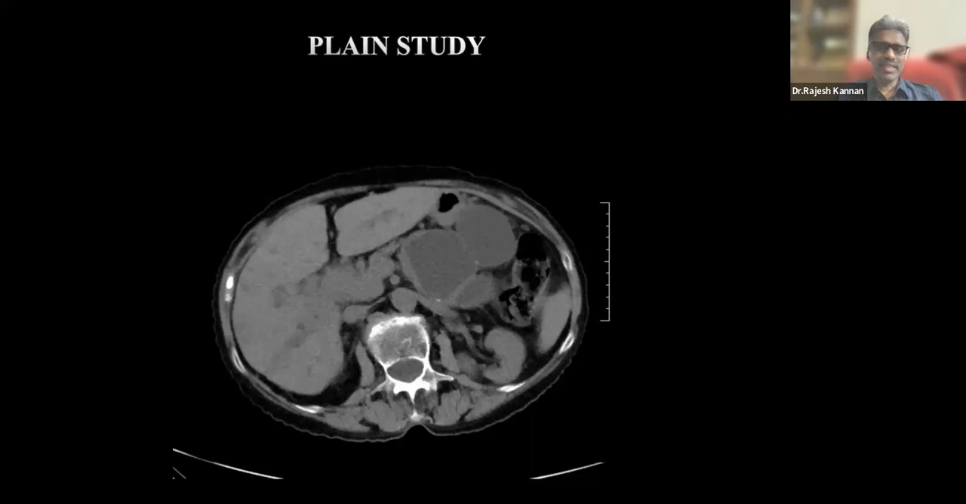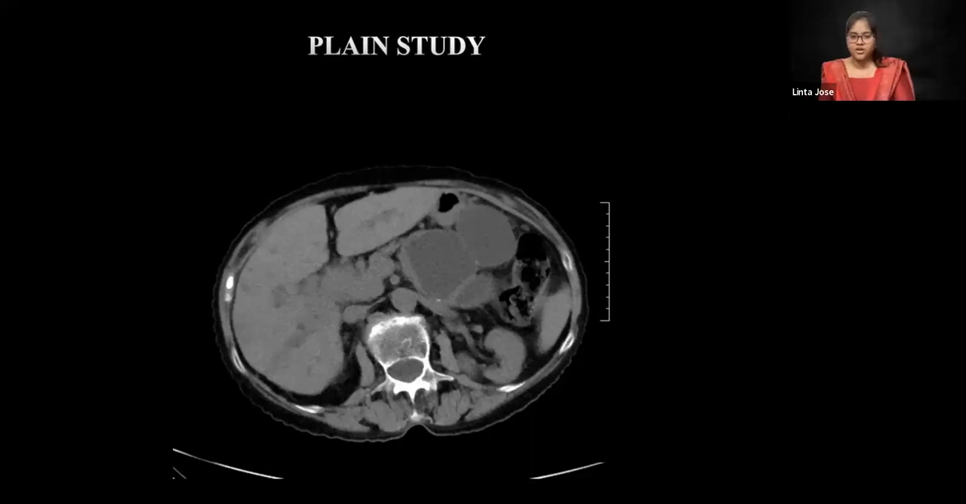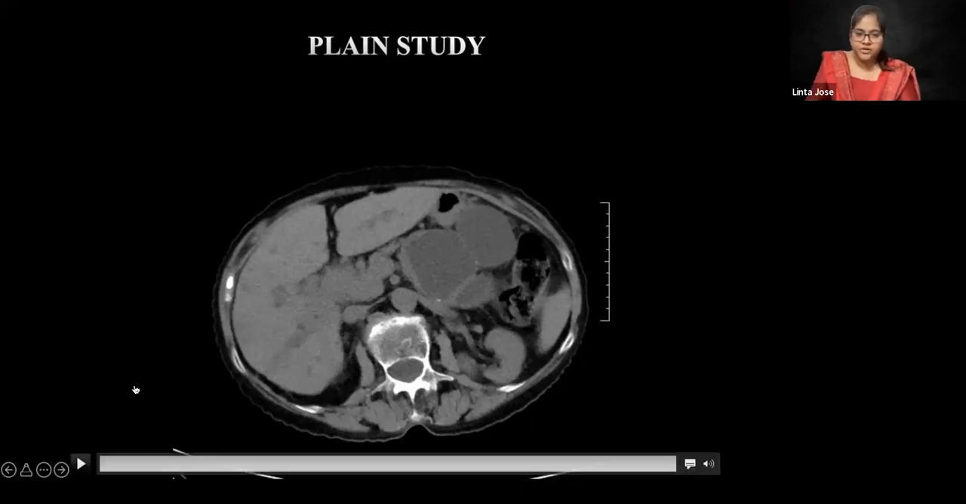Yes, okay, fine. Coming to further contrast studies. In this plain study, the rest of the organs appeared unremarkable. So, coming to further contrast imaging studies.